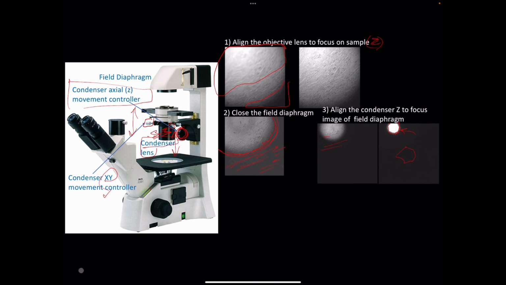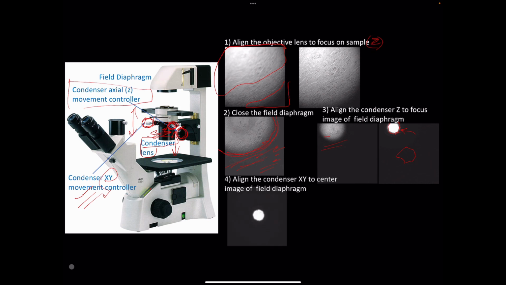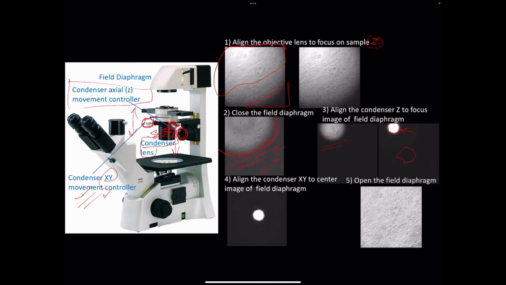Now to arrange that in the center, you have to use the X and Y movement of your condenser lens, and with these knobs you can control the X and Y direction. And doing that, you have to get the image of this field diaphragm in the center somewhere like this. After you have managed to align the X and Y of the condenser lens and bring the field diaphragm to the center, the only thing that is left to do to achieve a perfect illumination is to open the field diaphragm completely, and you'll get a beautiful alignment along with the image, something like this.